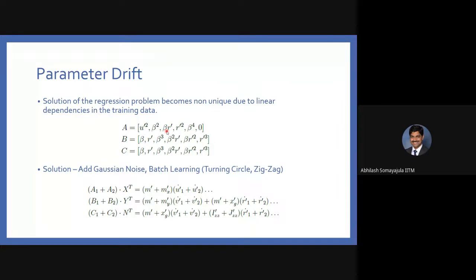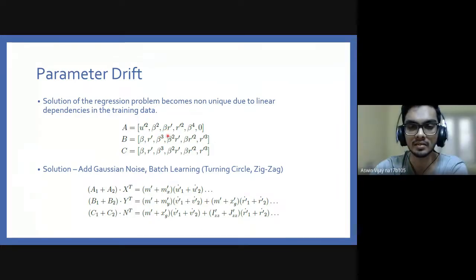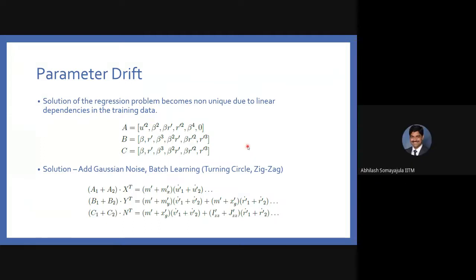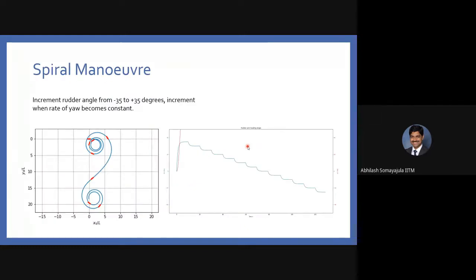Did that answer your question, Aditya? The regressor is not able to figure out how much weight to give this, or how much weight to give this, because they are related. Okay, Ashwin, can you go to that previous slide where you had the other equations?